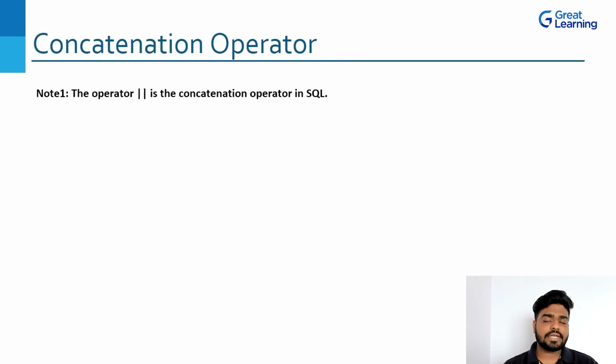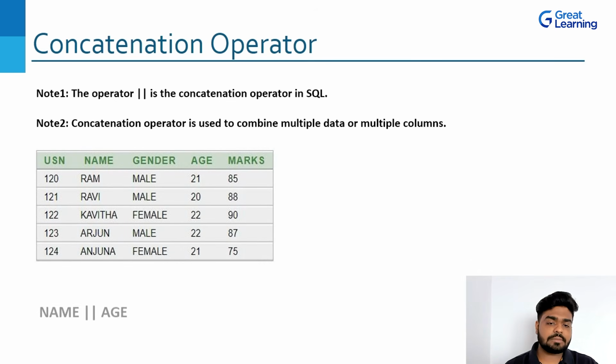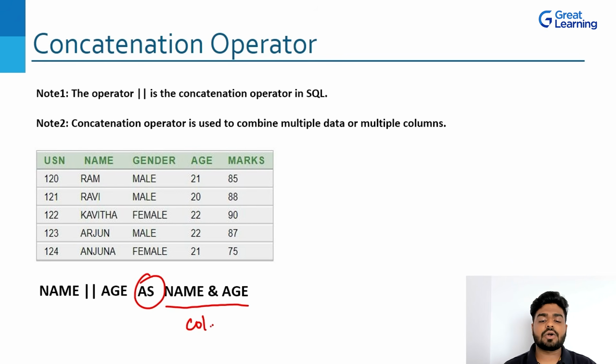So the double pipe operator is used as the concatenation operator and is used to combine multiple columns. If I have this table and I want to use name, pipe operator, age, that means these two columns will be combined together. But I want to use an alias name, which is name and age. So this is where I'm using the alias. I don't want it to display as name, pipe, age. I want to display it as name and age. This is the column name.